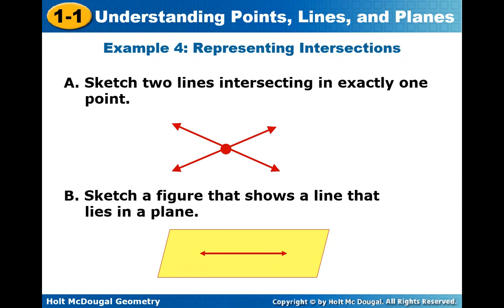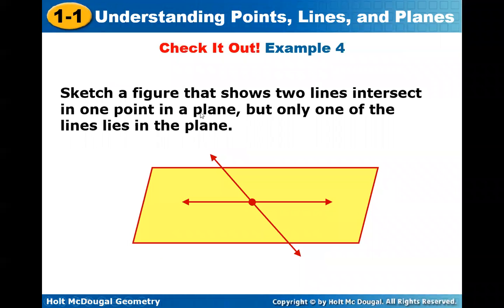All right, let's keep her jamming. Show you a figure of two lines that intersect in 1 point on a plane, but only one of the lines lies on the plane. So something like this, I know that this line right here lies on the plane. This line lies on the plane, and then I'm going to make another line that intersects with the plane and also intersects with the line. This line, the second line I drew out, does not lie on the plane.